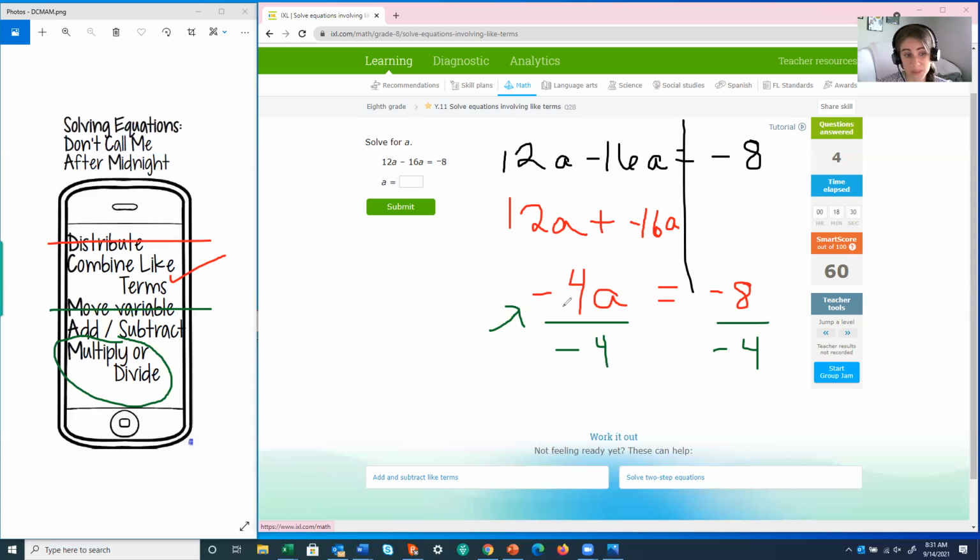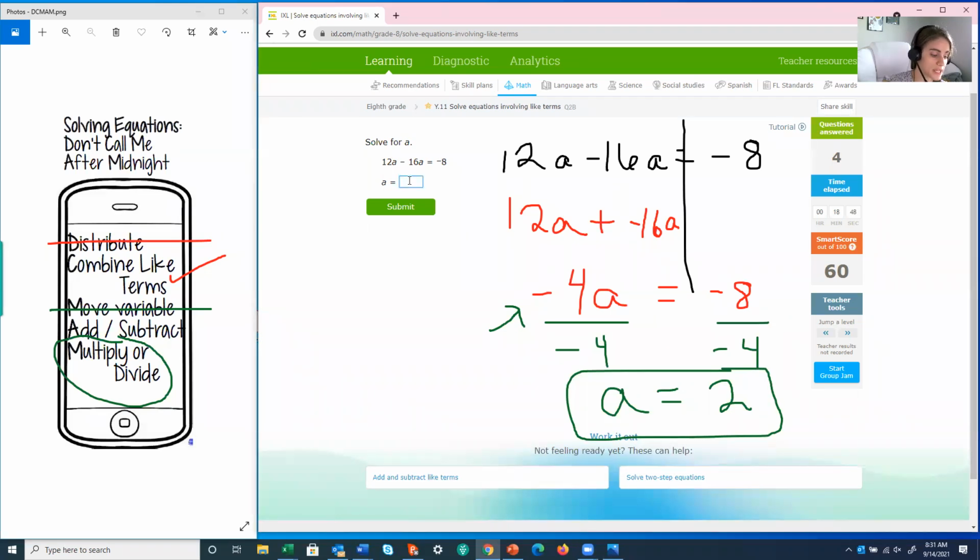So here we have the same sign. A negative 4 divided by a negative 4 would be a positive 1. So we're left with just a single A. Negative 8 divided by negative 4 would be a positive 2. So you guys will definitely want to watch your negatives on this.